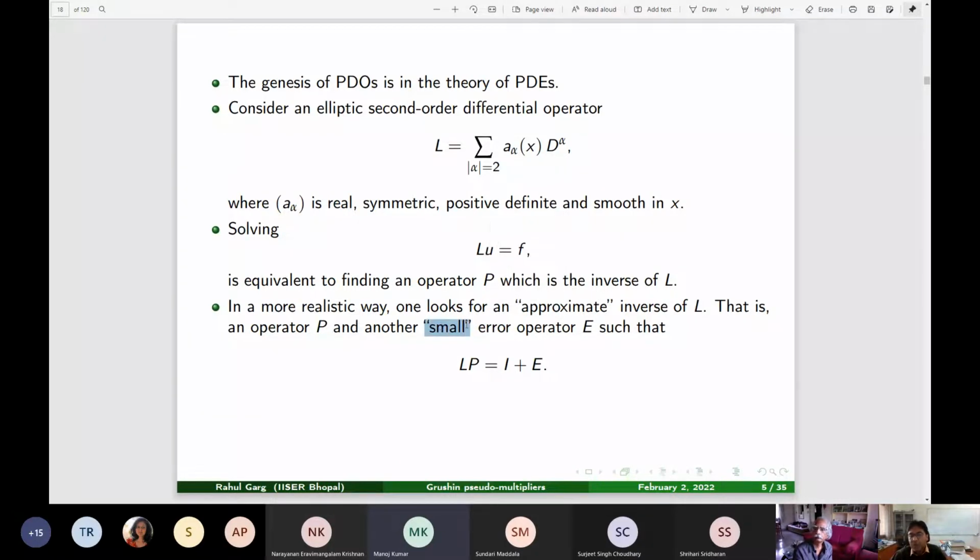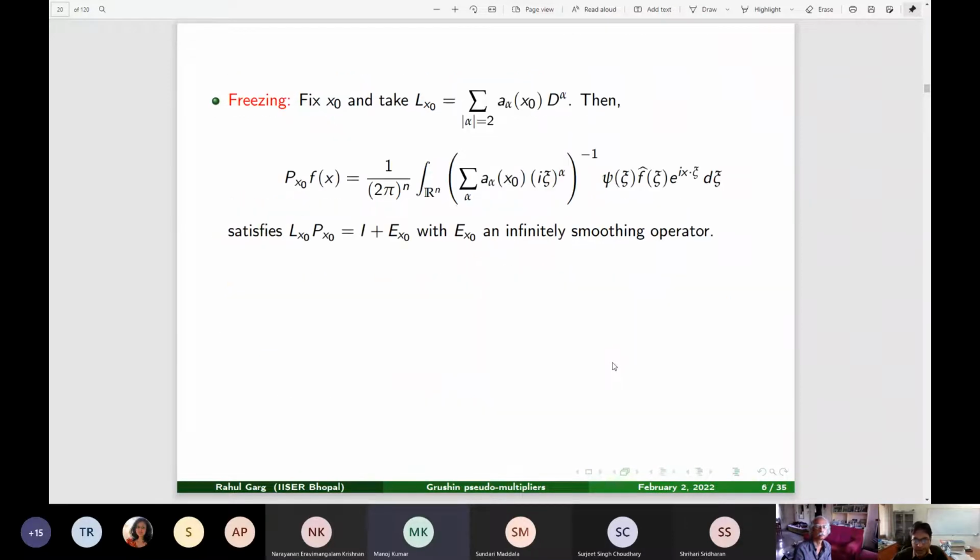There is a meaning to small in different contexts. One reads it differently, but very typically it means one gets something which is smoothing. So it's like you increase smoothness for the operator, in the sense that your symbols in the symbol category get more decay. Okay, so there is a very famous method attached to actually solving this problem, which is about freezing and unfreezing. So let me just very briefly say what one does.